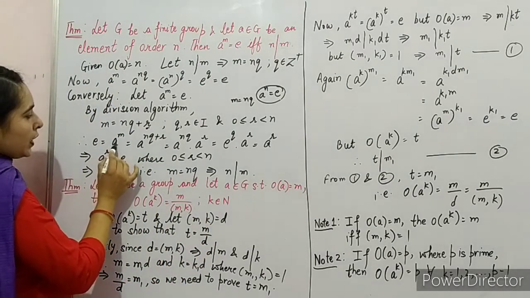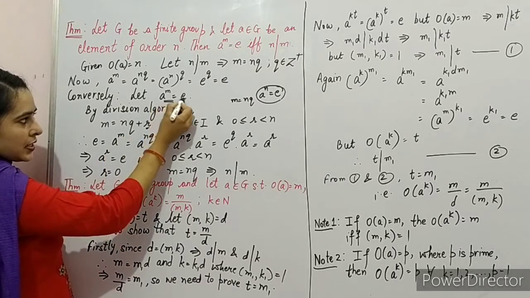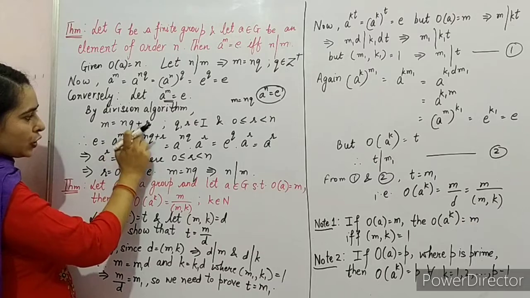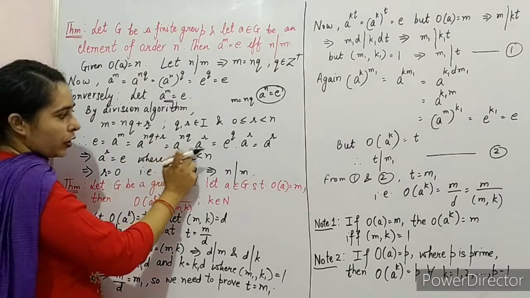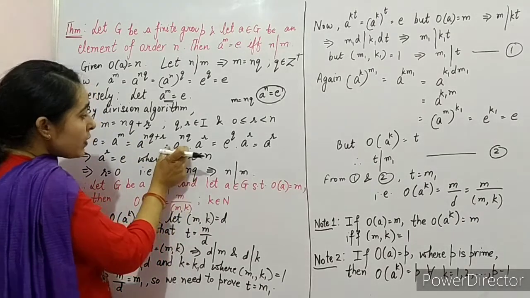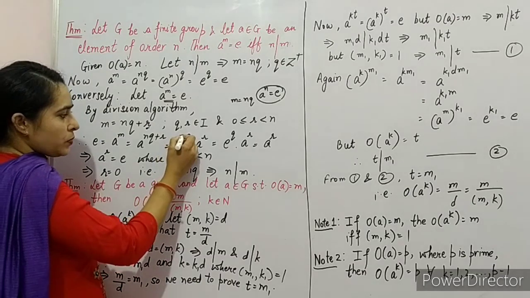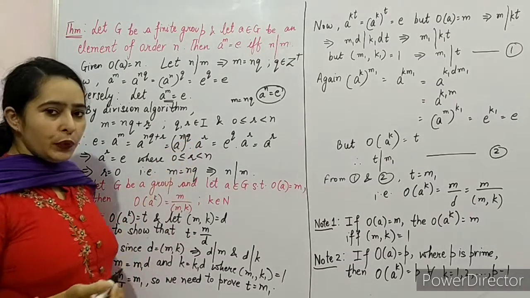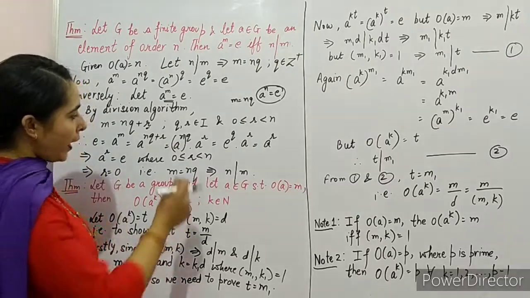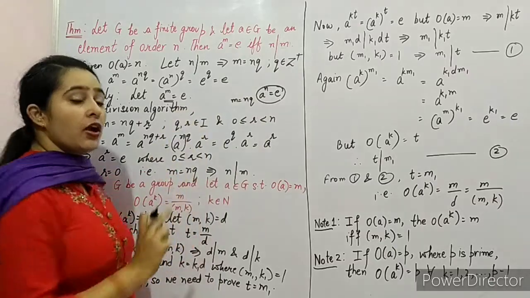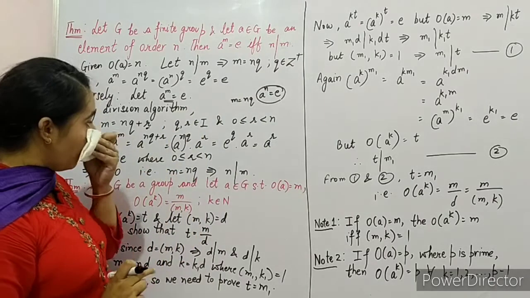Therefore, E is equal to A raised to the power m. We are given this. Substitute the value of m, that is nq plus r. Separate out the powers. Now what is A raised to the power nq? It is A raised to the power n, raised to the power q. You can write it like this also. And what is A raised to the power n? A raised to the power n is identity. Why? Because n is the order.